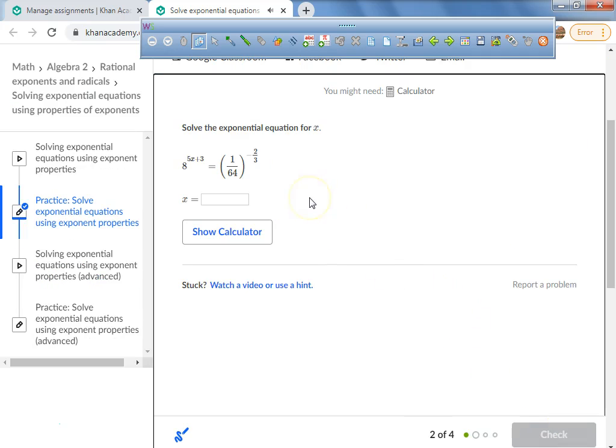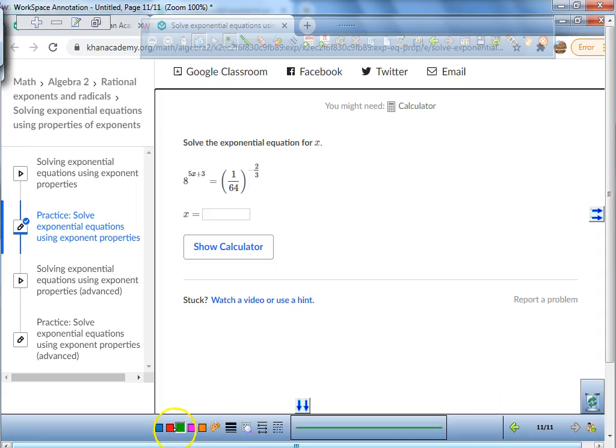All right, here we go. Next problem. It's very, very easy. All you guys got to do is just write it down and see if you can follow the pattern and make the connections. So I got 1 over 64. And I don't know if you can see it, but that's a negative. I'm putting negative 2/3. So go and write it. 8 to the power of 5x plus 3 equals 1 over 64 raised to the power of negative 2/3.